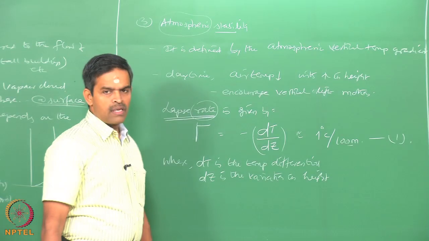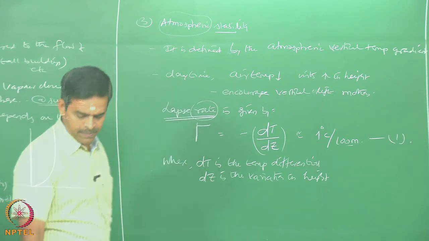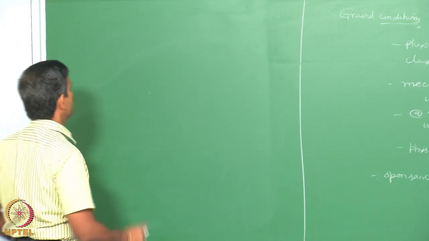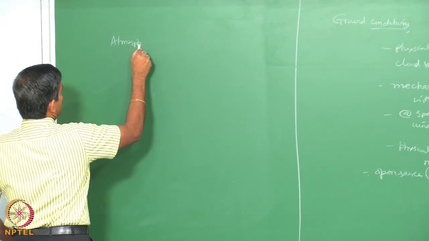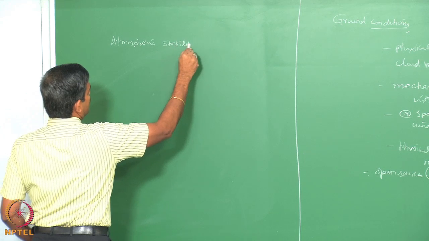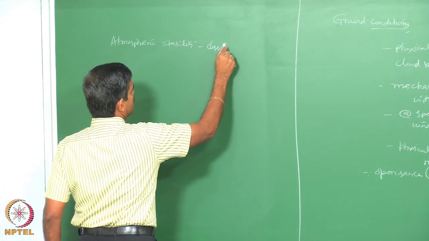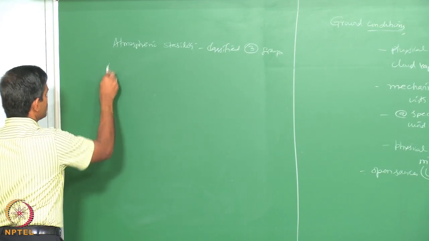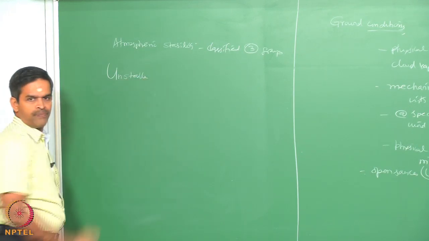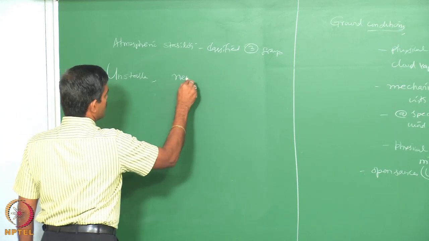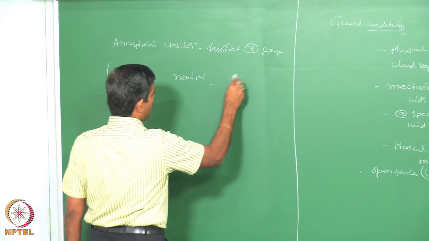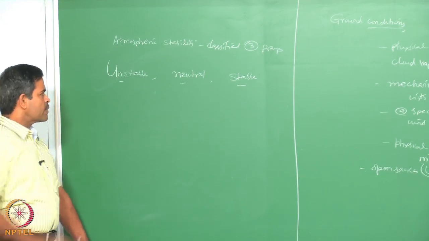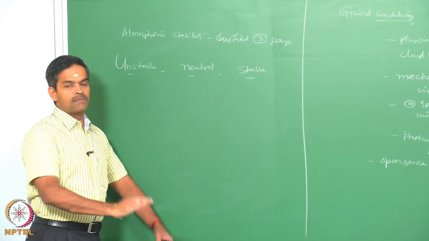So, atmospheric stability can also be quantified in a different manner. To quantify this, let us first classify them into 3 groups. The atmospheric stability is classified into 3 groups, namely unstable, neutral and stable. Now, let us quickly see the influence of each one of the conditions on the dispersion model.